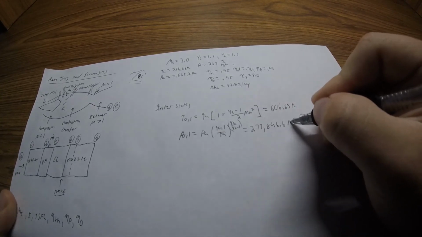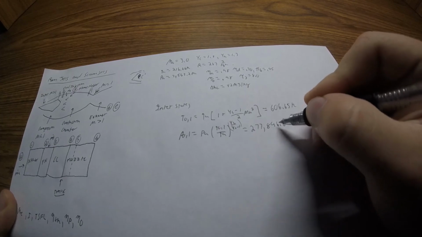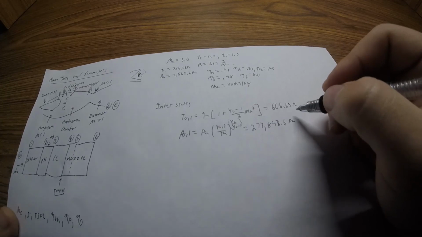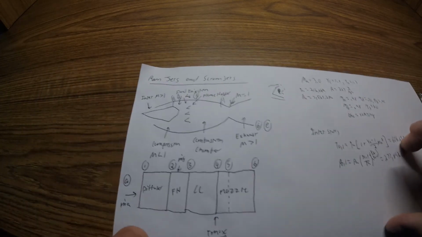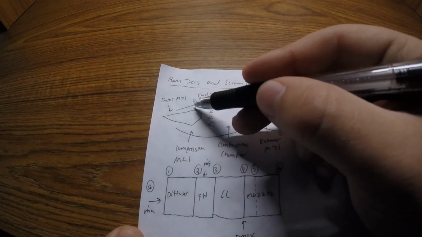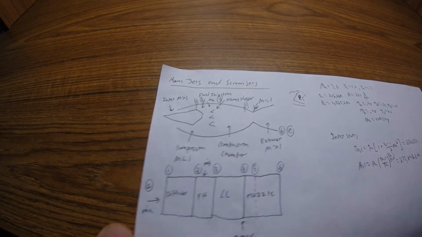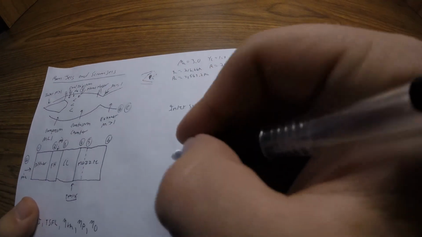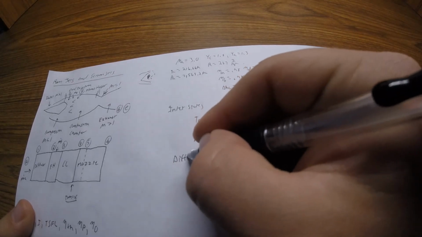77,893.6 pascals. It should be 893, not 896. 893.6 pascals. Now, does that make sense? Obviously, getting compressed, pressure is going to increase. All right, so now we're in the diffuser states.